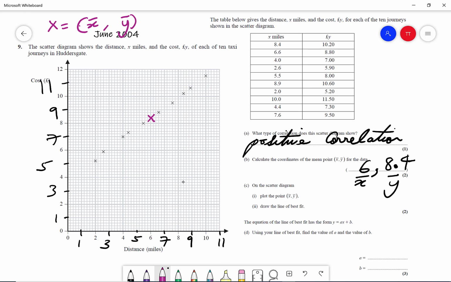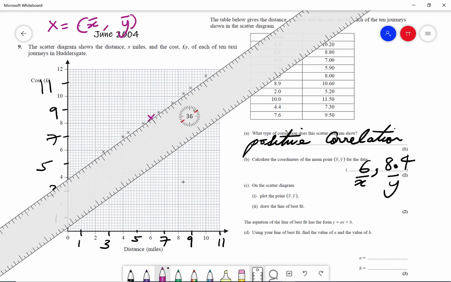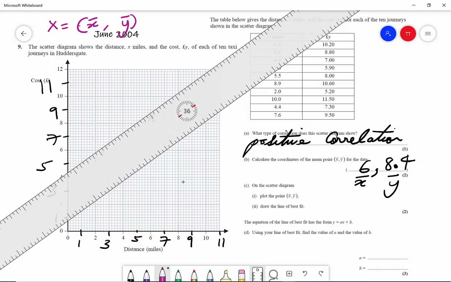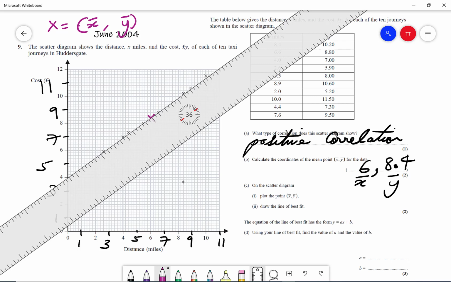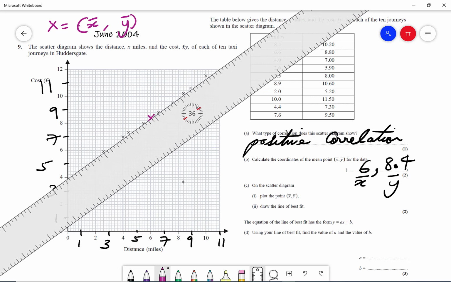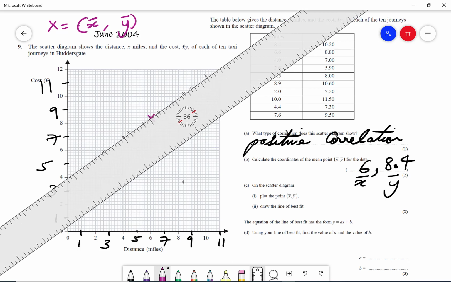Now that we've got that, I want to draw the line of best fit. Remember, the line of best fit must pass through the mean of x and y. It's a very important rule in statistics. So I'm going to hold my ruler there. It's got to be very precise.